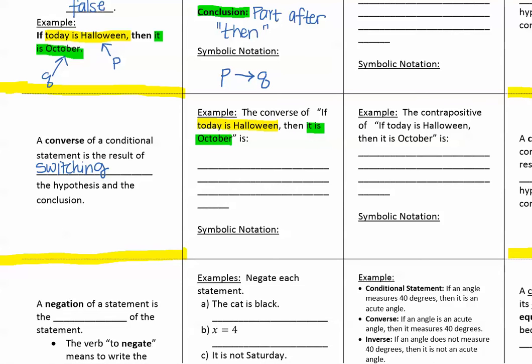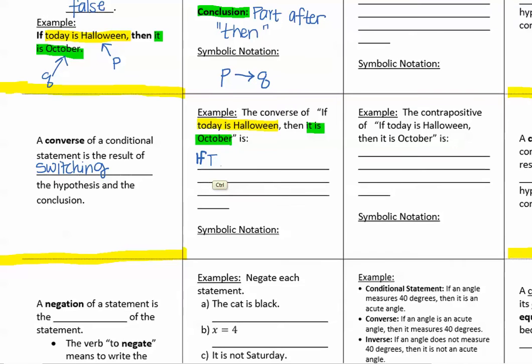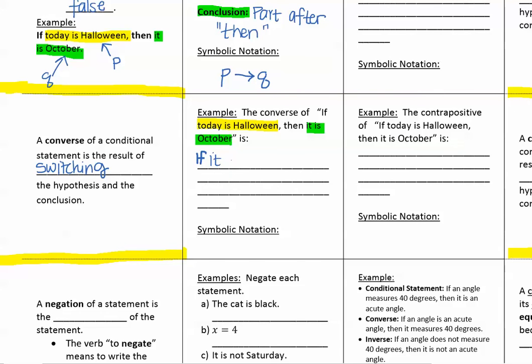Now, the if and the then are going to stay exactly where they were. So it's still going to start with if, and so it's going to change a little bit. It's going to be if today is or it is October, then it is, or we could say today is Halloween.